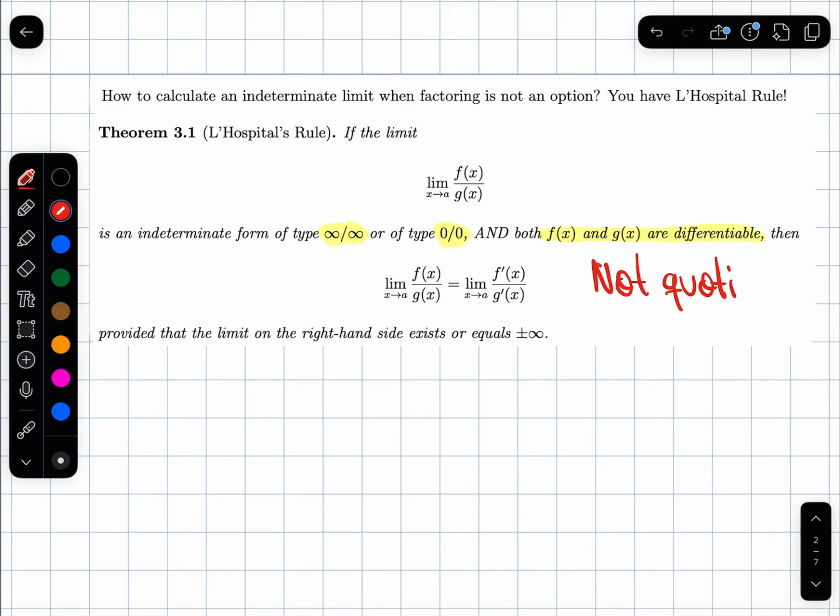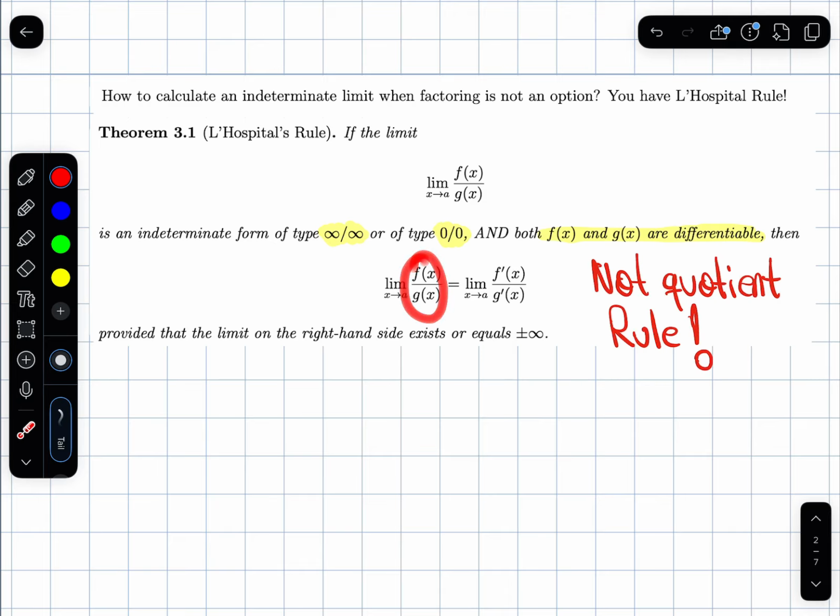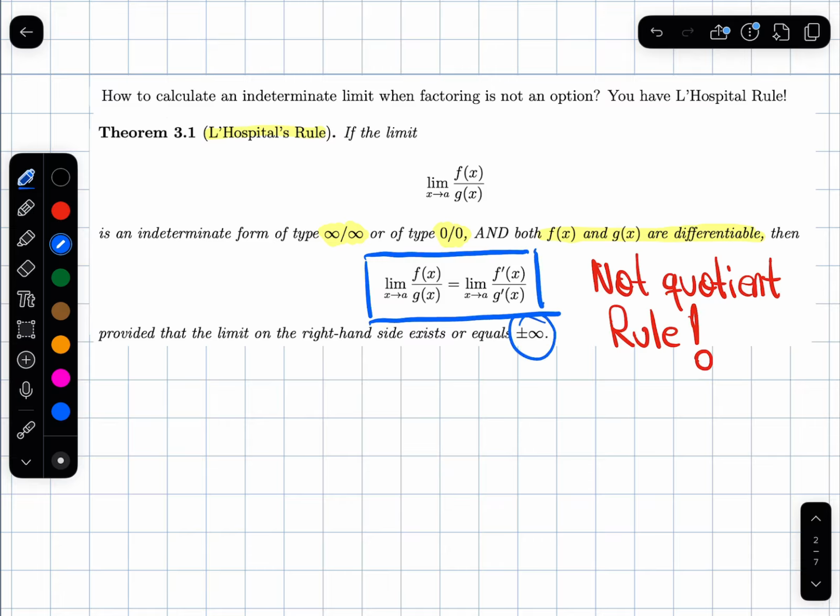Very common that students of mine will get confused and think that you're using the quotient rule here, because this is a quotient, but you're not deriving the fraction. You're using L'Hopital's rule, which doesn't tell you to derive the fraction. It tells you to derive the top. The top is f prime, and then derive the bottom separately, the bottom becoming g prime. So as long as the limit exists, or if it equals infinity.